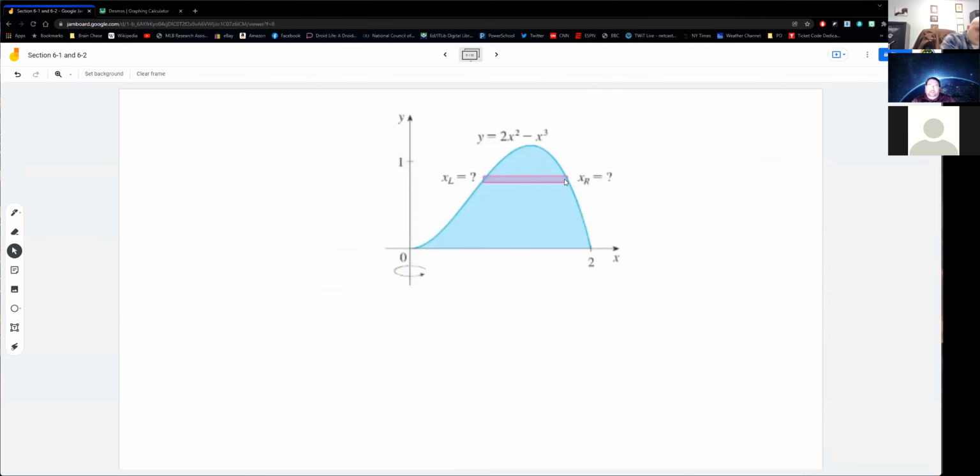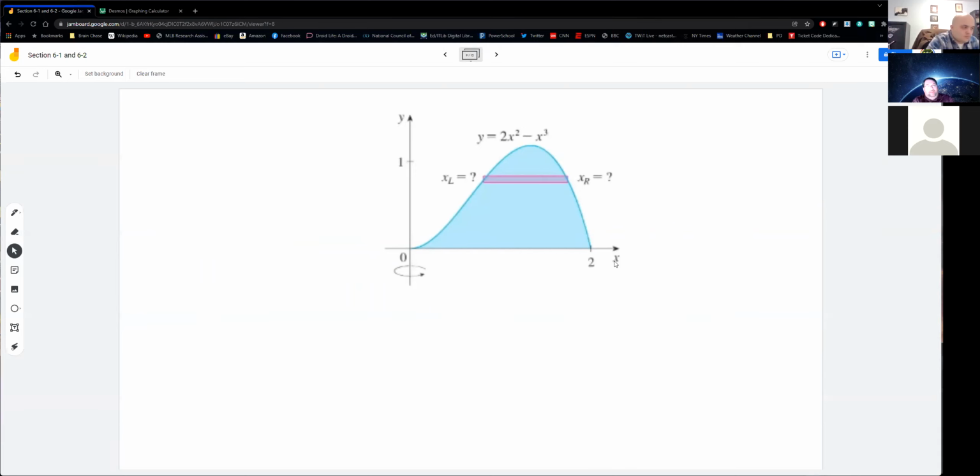So the question is, for me to do that, I need to find the length of that line to find the radius. But I don't know what the left and the right sides are because it's the same equation. So we're looking at it as, okay, the method that we have, looking at disks, just isn't going to work for a problem like this.